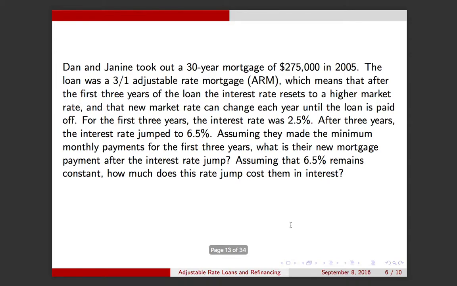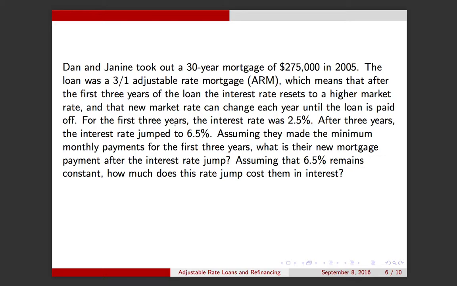Okay, so let me give you a fresh example that's more realistic. So you take out a 30-year mortgage of $275,000 in 2005. The loan was what is called a 3-1 adjustable rate mortgage, or a 3-1 ARM. What this means is that your interest rate for the first 3 years is locked in. So for the first 3 years, the interest rate was 2.5%. Okay, that's just a given.